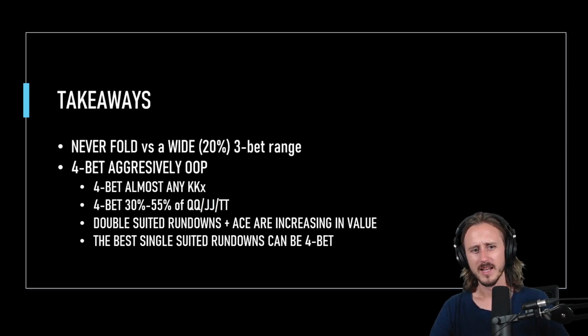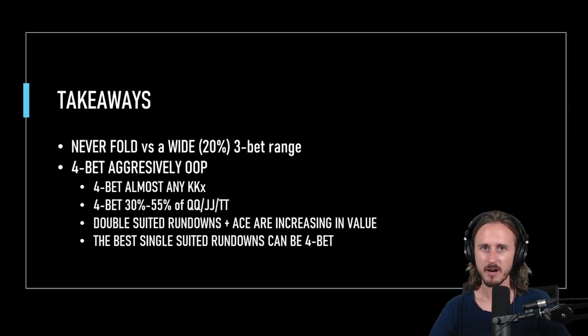Okay, let's wrap it up, guys, with the final takeaways of today's lesson. I hope you enjoyed this one. I think it's very interesting and a different perspective on the situation here. Again, we're playing against this crazy wide player, and we should adjust here. We never fold versus a wide 3-bet here out of position with a 20% 3-betting range. We 4-bet aggressively in this setup.